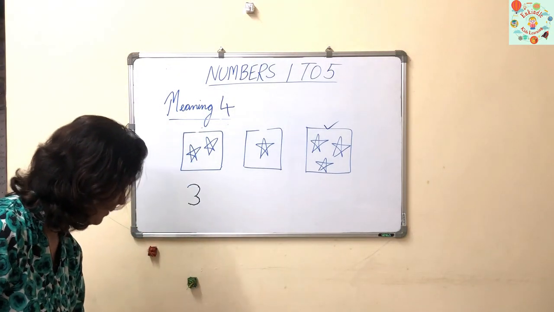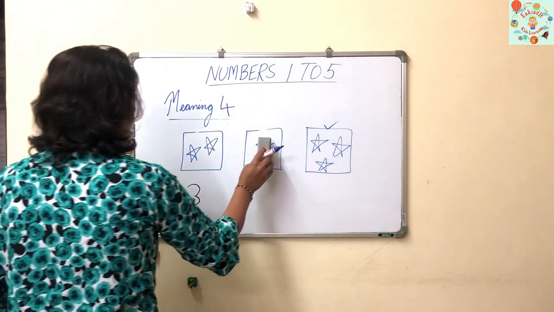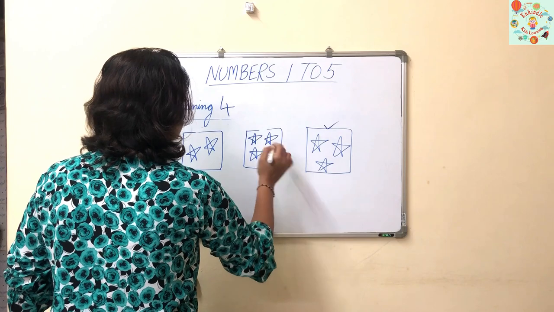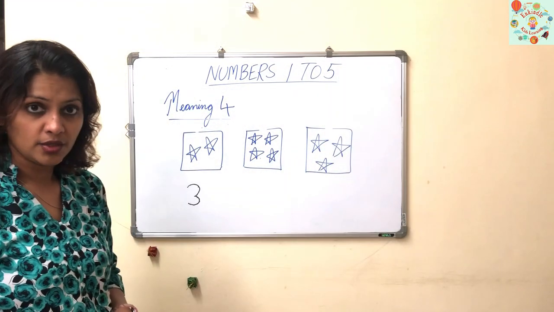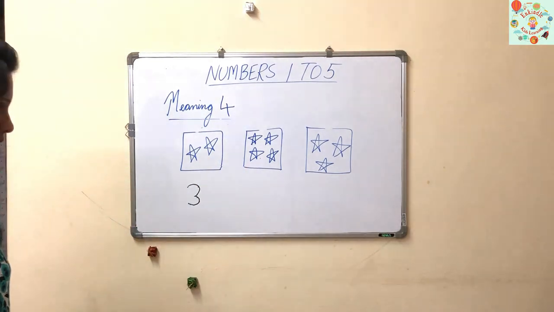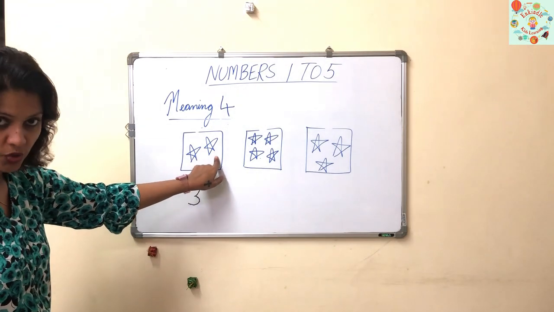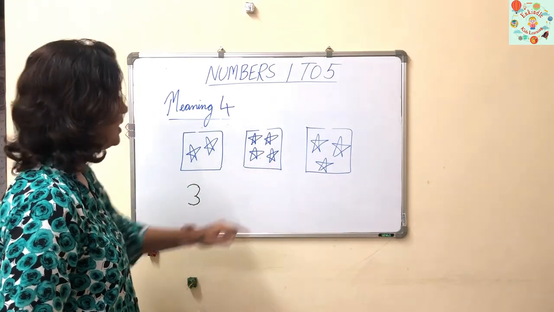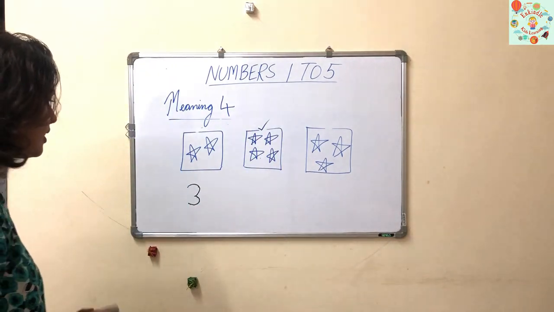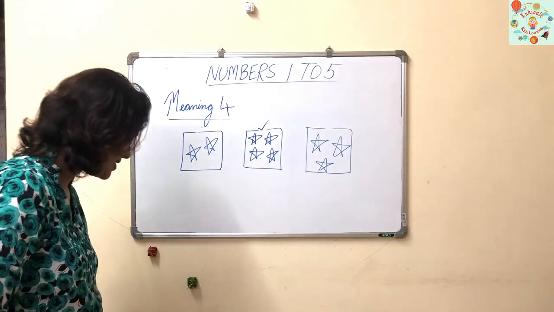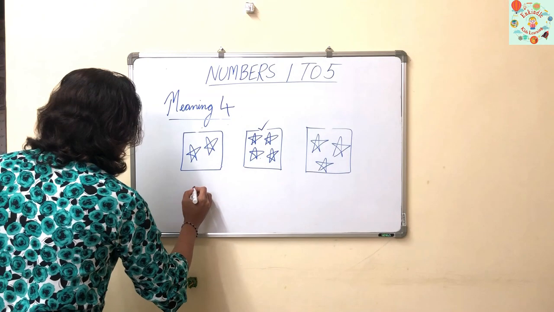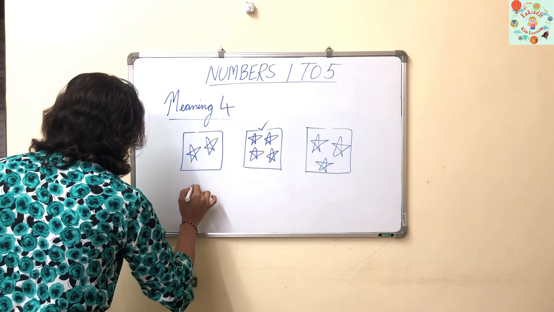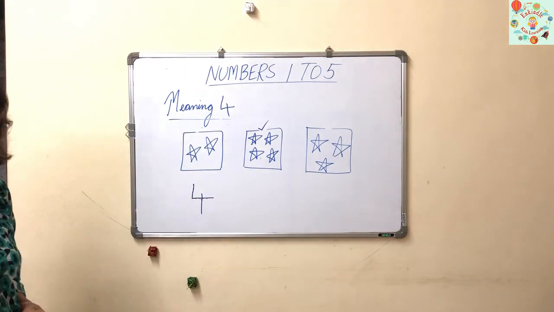Now let us move on with the activity. Allow your kid to identify the box which has four objects. Your kid already knows this is 1 and 2. He will move forward here. This is 1, 2, 3, and what comes after 3? 4. Correct? So this is the right answer. Then the last part is you will have to teach them how to trace and write. This is number four.